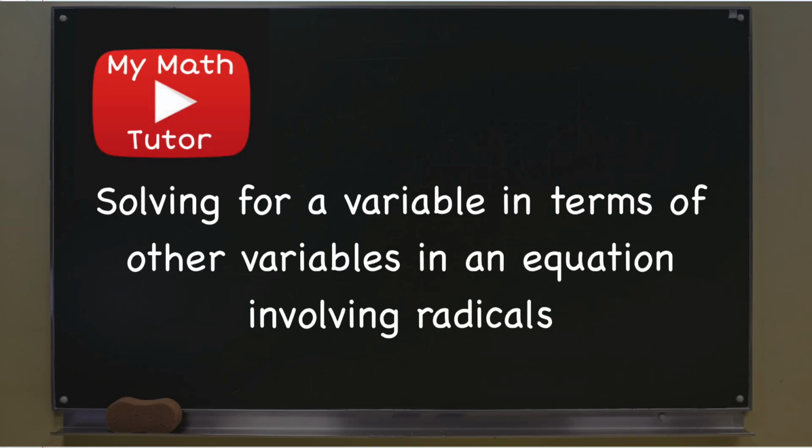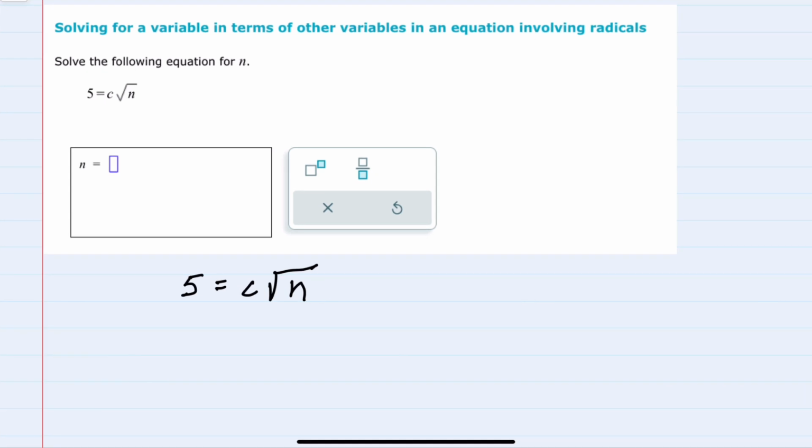In this video, I'll be helping you with the ALEKS problem type called solving for a variable in terms of other variables in an equation involving radicals. And in this example, we're asked to solve 5 equals c times the square root of n for n. And to do so, I'll just isolate the n by itself on that right-hand side.